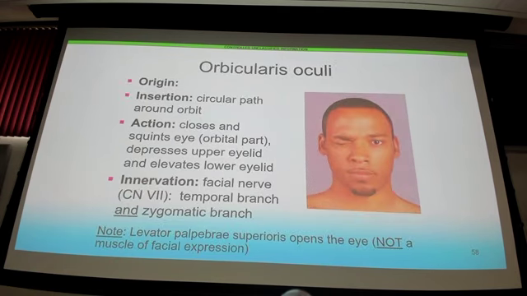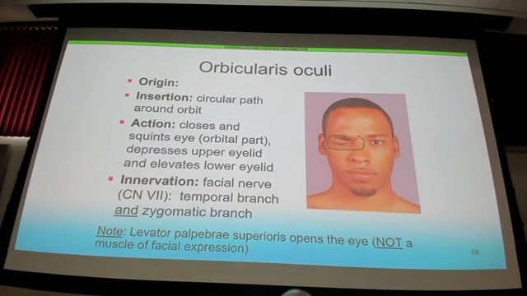Orbicularis oculi, talking about the eye now. So we have orbicularis oris, now we have oculi. This is going to be going around the eye. So you would say its action, it closes the eye by depressing the upper lid and elevating the lower lid. So you can close your eye.